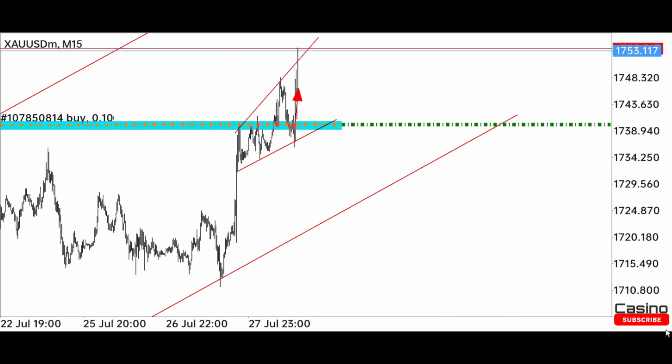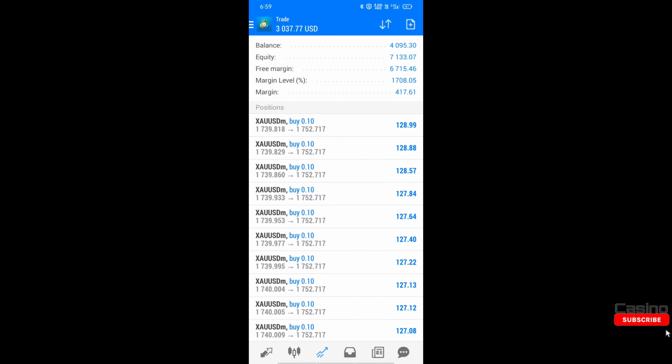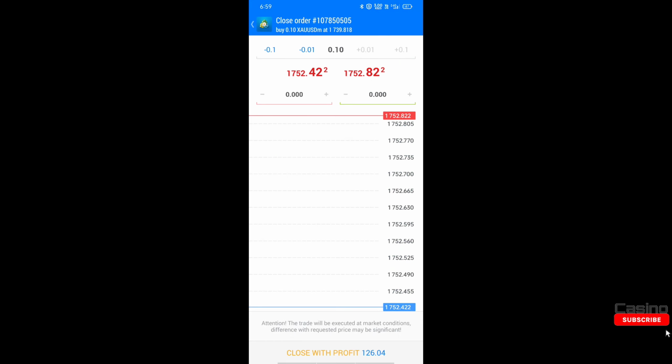The market can reverse at any time and has gone up significantly. Our profit is $3,054. Our analysis was perfect, which helped us achieve this goal.